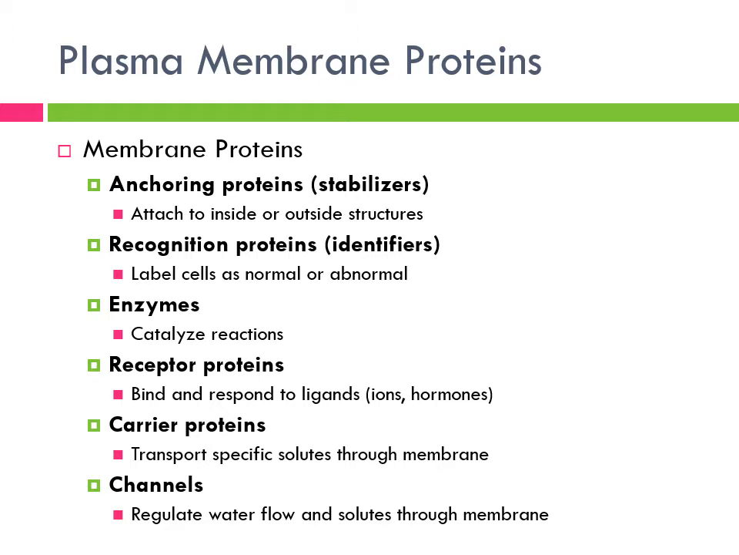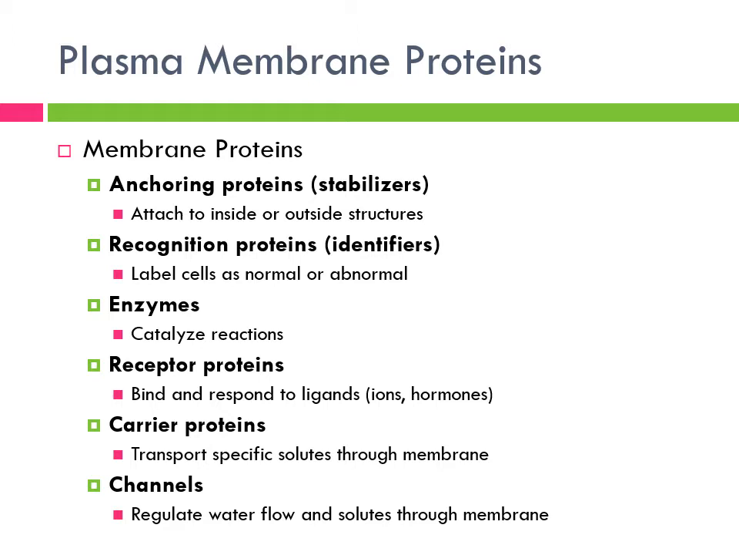Our different types of membrane proteins. We have anchoring proteins, which stabilize the cell's position, and they either attach to the inside or outside structures. Recognition proteins identify other cells and label cells as normal or abnormal. Glycoproteins are an example of recognition proteins. They're very important in immune function. If a cell is labeled as abnormal, then the immune system is going to come up and break down that cell and keep it from reproducing. That's how cancers begin, through cells that have become abnormal.